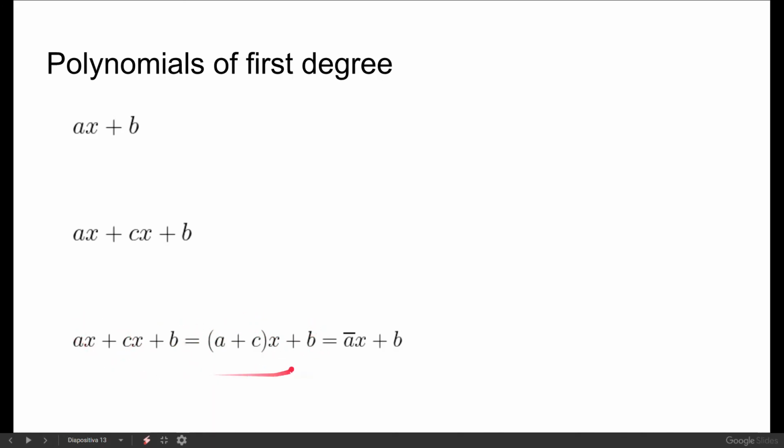And once we have this expression, we could rename this variable. Remember that a and c are only numbers, so this would also be a number, a constant. I could name it whatever I like. If I want, I could name it a bar. A bar is equal to a plus c. And you see this expression has the exact same form as this expression. So all the polynomials of first degree can be expressed in this form.